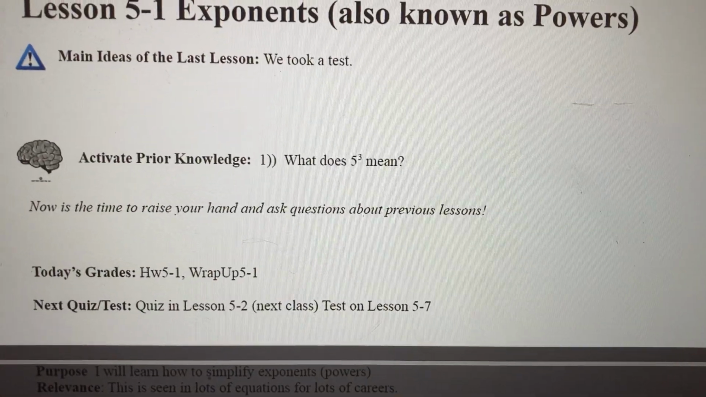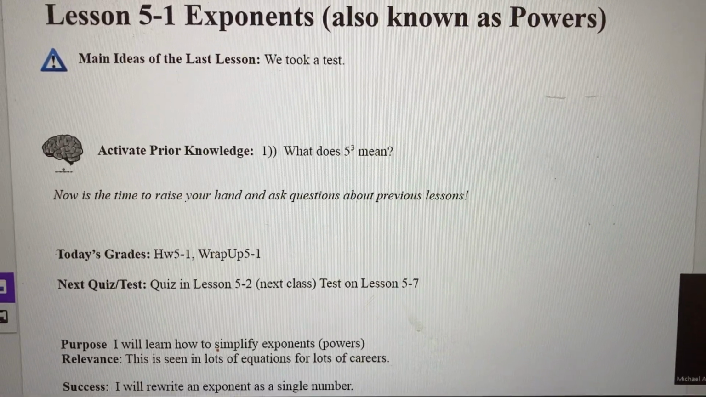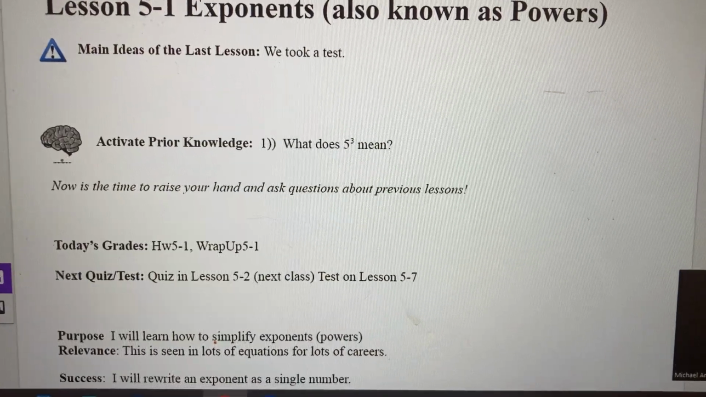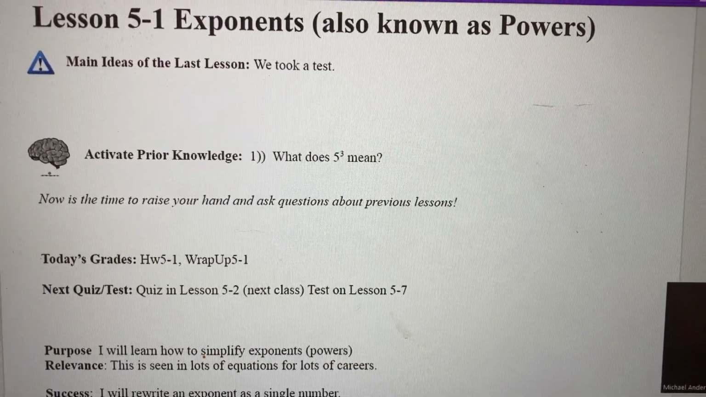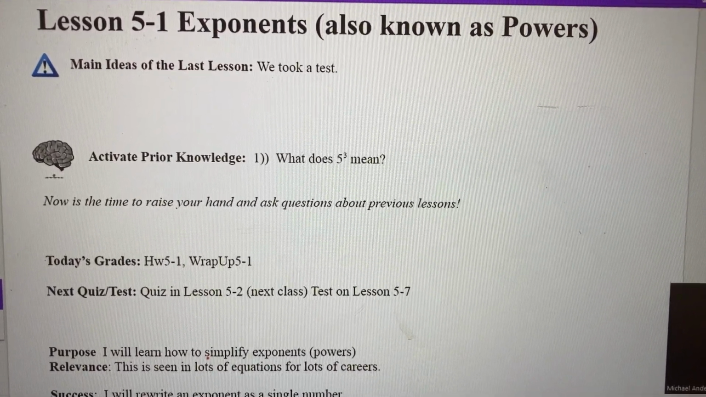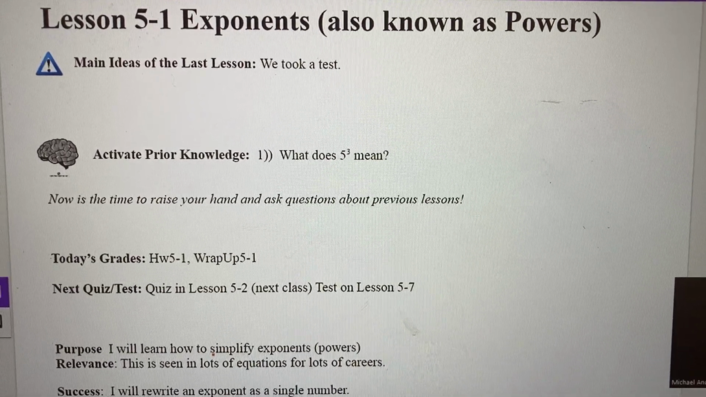Okay, lesson, it says here 5.1, but it's actually going to be unit 7, I think. I'm doing things in a different order this year. Okay, so activating prior knowledge.